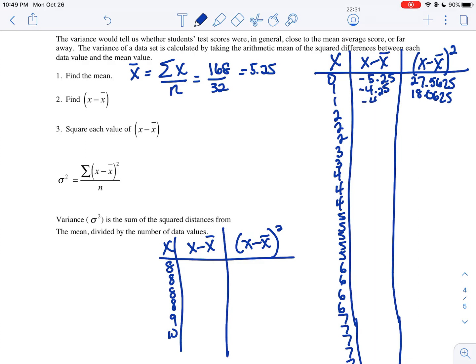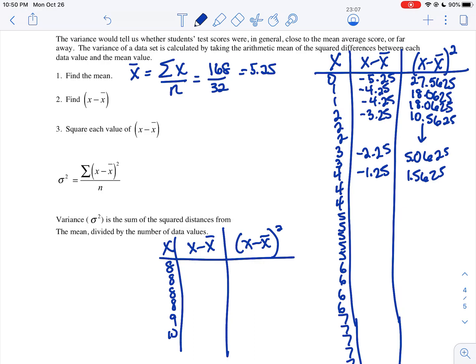Then that's going to repeat, right? They're the same. You're going to notice once I get rolling, I'm not going to write it all out those times. So for the 2, that's negative 3.25, and then I got lazy. I said that's 10.5625, and I drew an arrow like you get it. Then when you do the 3, it's negative 2.25, which was 5.0625. You're going to do that each time. And then I got negative 1.25, which is 1.5625.